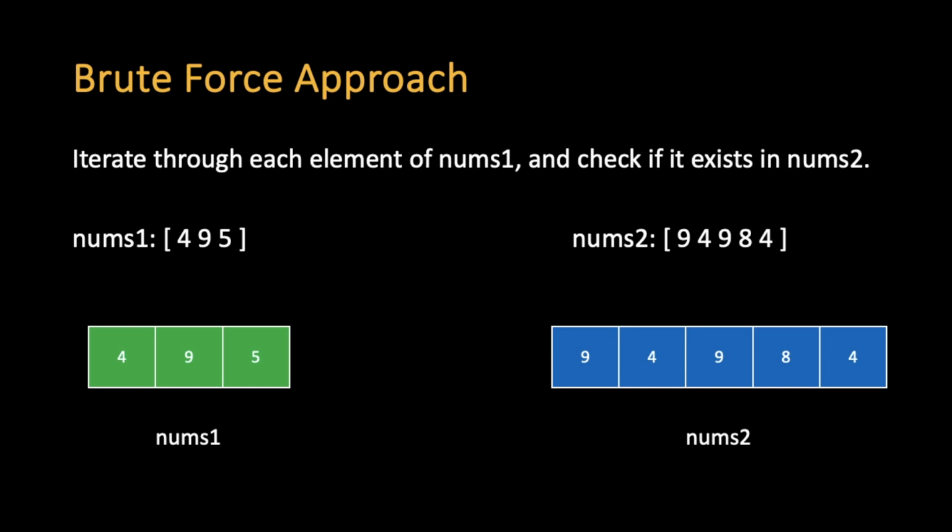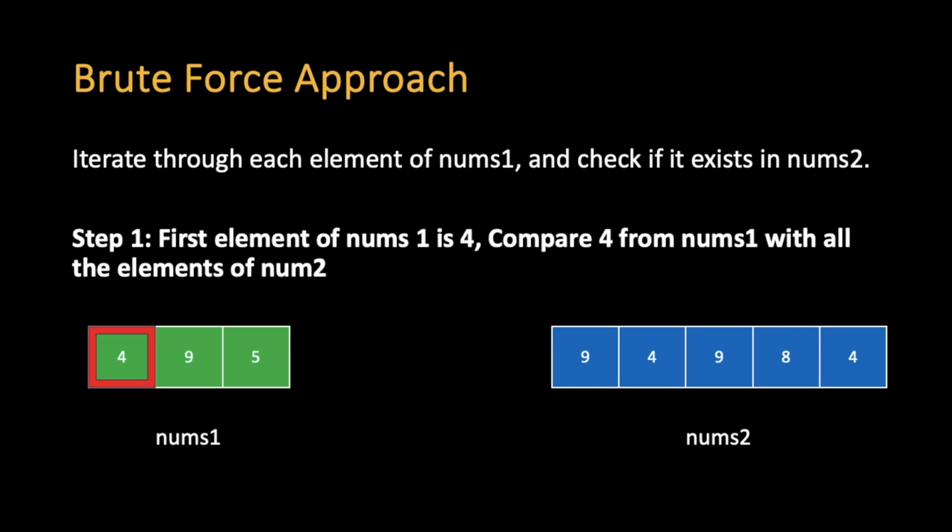Okay, so let's look at the graphical way of how we can solve this problem. On the left hand side we have nums1 and on the right hand side we have nums2. Now what does our approach say? We will iterate through each element of nums1 and check whether it exists in nums2 or not. In nums1 the first element is 4. Now we'll be comparing this 4 with each and every element of nums2 and check whether it exists in the second array, nums2, or not.